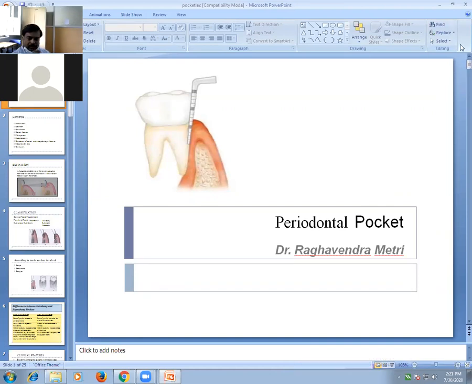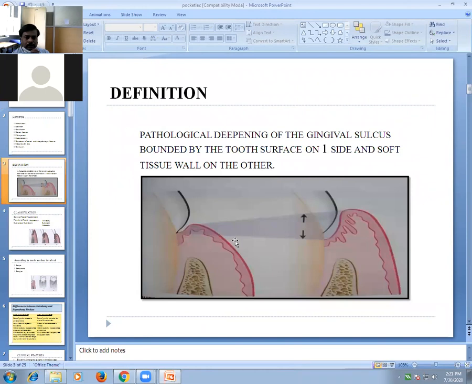Today I will be covering periodontal pocket. So what is periodontal pocket? What is gingival sulcus? Gingival sulcus is a V-shaped space which is present between tooth and gingival epithelium. So when the gingival sulcus deepens, that is what we call a periodontal pocket.